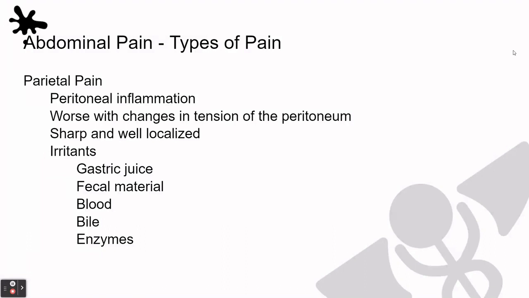But since it is a sac, every time that you change the tension in the peritoneum, you're going to get pain, right? So this tends to be sharp. It's well localized. Your body can tell where things are through the peritoneum. And this is typically inflammation from irritants, right? Like you're spilling your gastric juices, like a ruptured peptic ulcer or something like that. It could be fecal material if you're dumping your bowels out for some reason. Blood, bile, enzymes, all these can cause peritoneal inflammation, which is super painful.